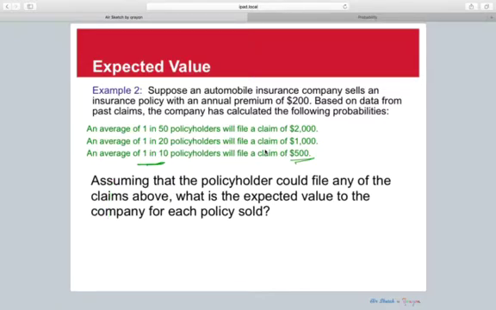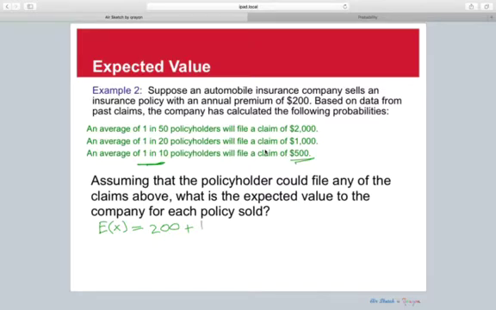Sometimes you'll see expected value referred to as E of X, which just stands for expected value. So the expected value for the auto insurance company: the premium you pay is positive money into them, and when you file a claim, that's negative money that the company has to pay out to you. First, we're going to account for the annual premium. Each customer pays $200. And we're going to add to that these expected values with the outcomes and their associated probability.